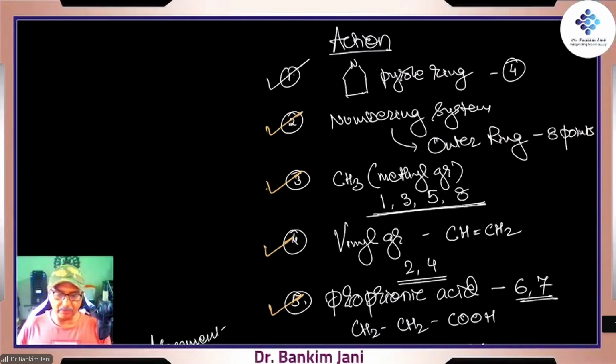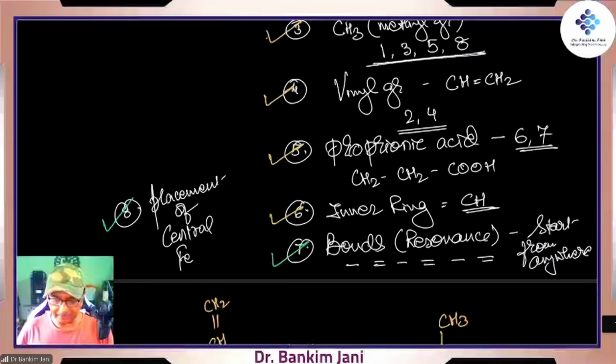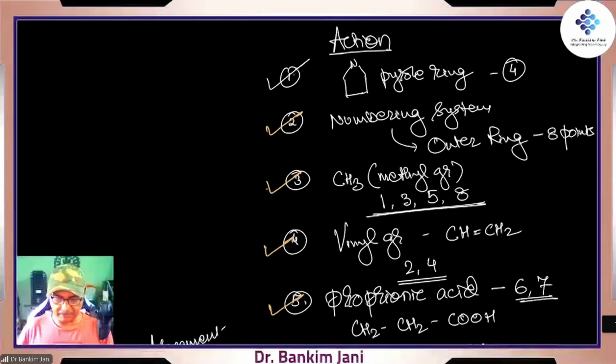And then we learned how to draw the entire hemoglobin structure, in which these were the steps. We start with the drawing of the pyrrole ring. Then the numbering system is what we learned, and there was a methyl group to be added at positions 1, 3, 5 and 8.